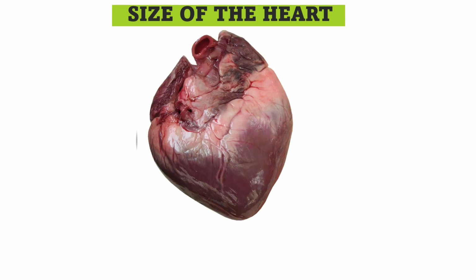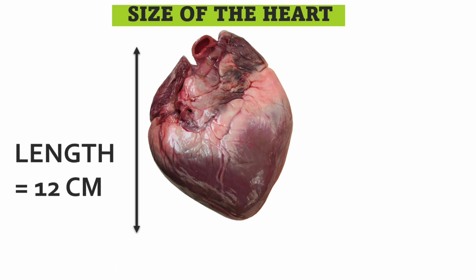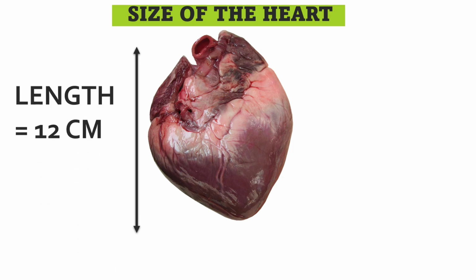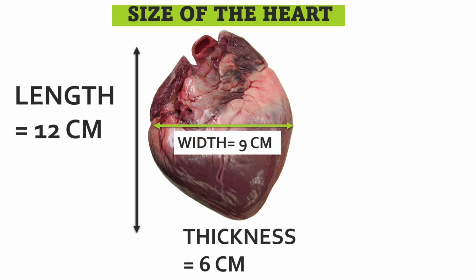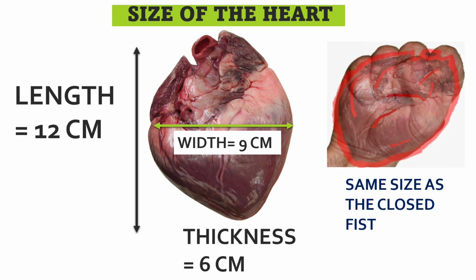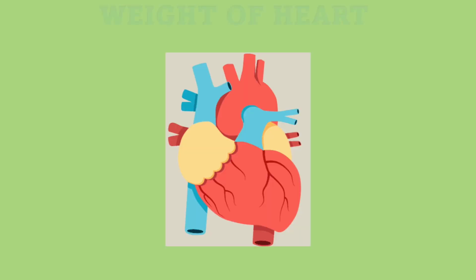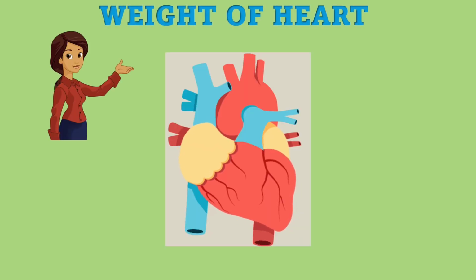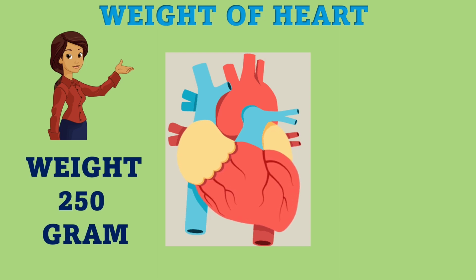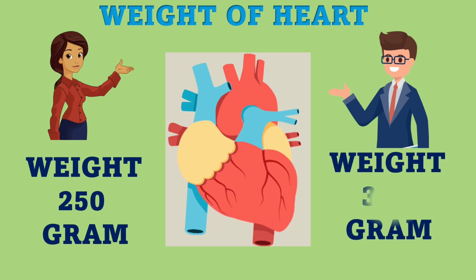Now coming to the size of the heart, it is about 12 cm, that is 5 inches long, 9 cm, that is 3.5 inches wide at its broadest point, and 6 cm thick. A human heart is roughly the same size as the closed fist of a human being. Let us see the weight of the heart. In females, it generally weighs between 210 to 250 grams, and in males, it may weigh between 300 to 310 grams.